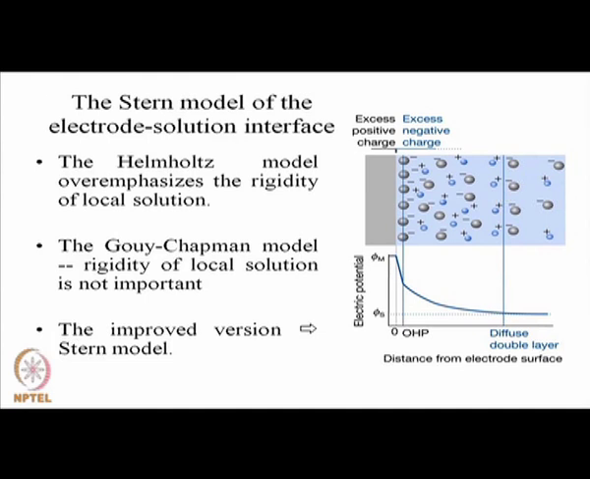Stern model of electrode solution interface. You see here very close up to the outer Helmholtz plane, it is behaving like Helmholtz double layer, and beyond that it is Gouy-Chapman. The Helmholtz model overemphasizes the rigidity of the local solution. For the Gouy-Chapman model the rigidity is not that important, and the improved version is your Stern model, as I talked about. So, here it is decreasing almost linearly and then exponentially up to the diffuse layer. So, this is what the Stern model talks about.